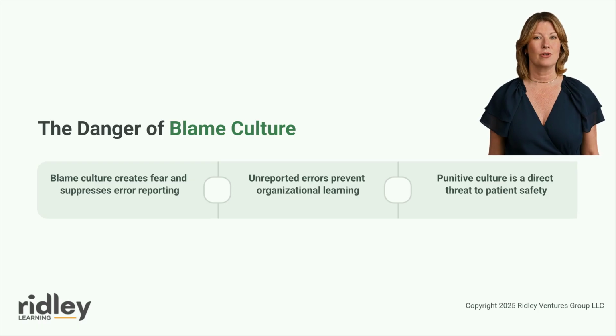When errors go unreported, the organization is robbed of the opportunity to learn from them. The underlying system weaknesses that contributed to the error remain hidden, unaddressed, and poised to cause harm again. Therefore, a punitive blame culture is a direct and significant threat to patient safety, as it actively prevents the organization from identifying and correcting its own vulnerabilities.